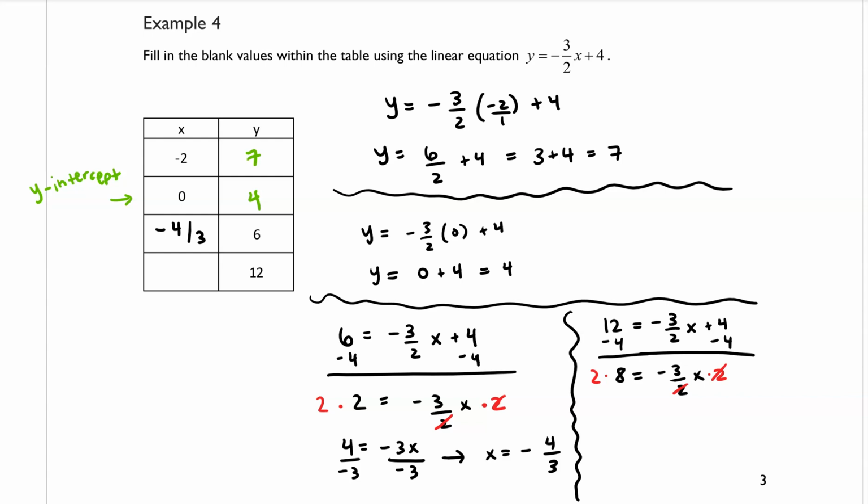And if we do that, the left-hand side will be 16, and the right-hand side will be negative 3x. And then we can divide both sides by negative 3, and we'd get x equals negative 16 over 3. So I'll go ahead and put that in my box as well. So we've filled out the entire table there.